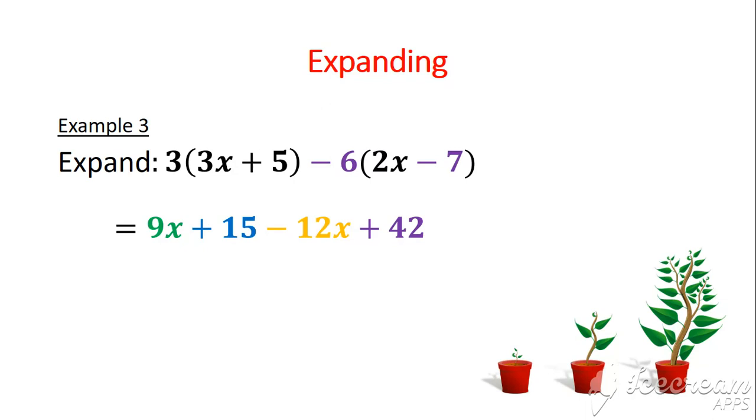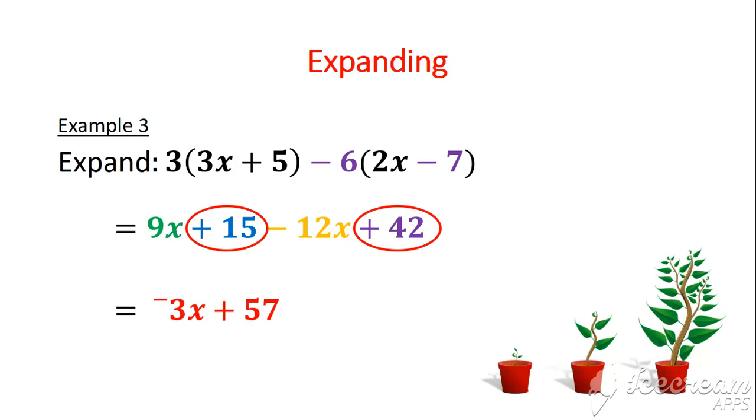Now let's simplify it. So we can go 9x subtract 12x. 9 take away 12 is negative 3. So we get negative 3x. And we've got this plus 15 plus another 42 makes plus 57. So our answer is negative 3x + 57.